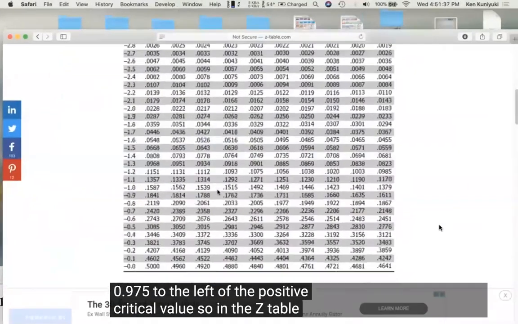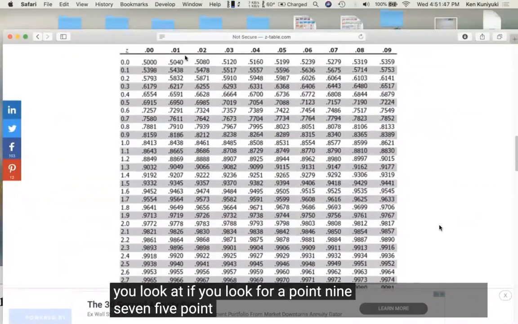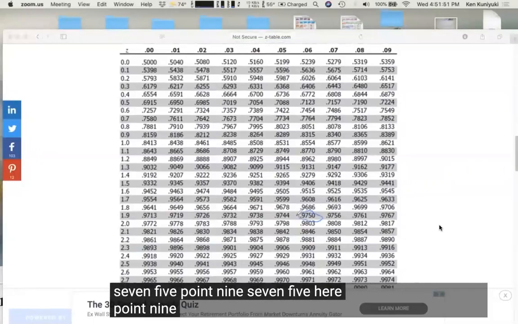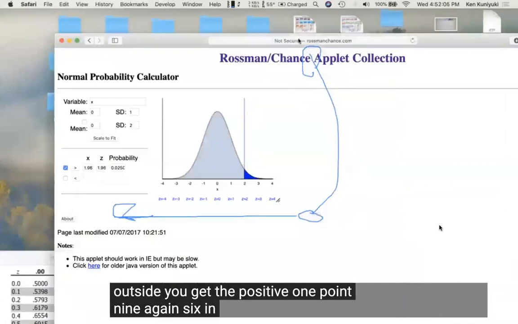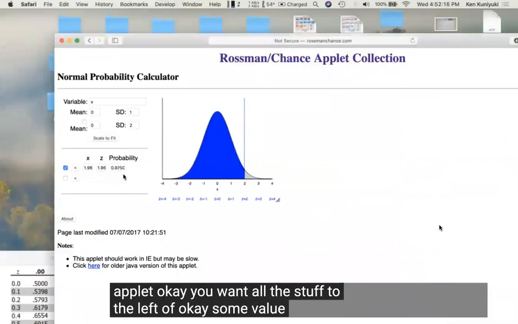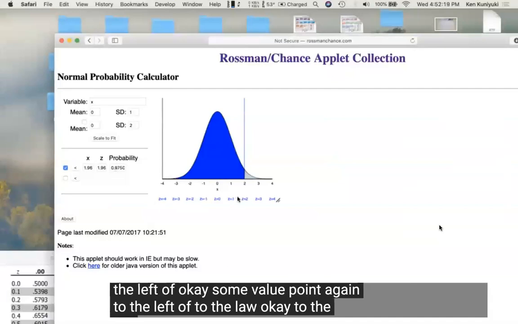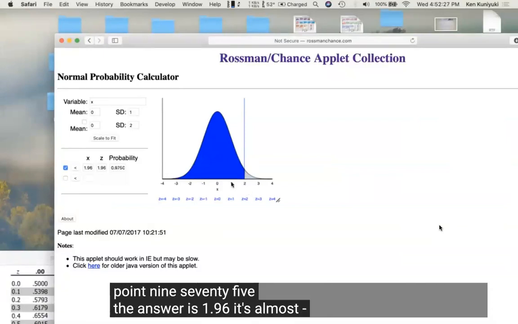So in the z-table here, if you look for 0.975, 0.9750, you look outside, you get the positive 1.96. In the Rossmann-Chance applet, you want all the stuff to the left of some value. To the left of what z-score do we get a probability or area in dark blue of 0.975? The answer is 1.96. It's almost 2.